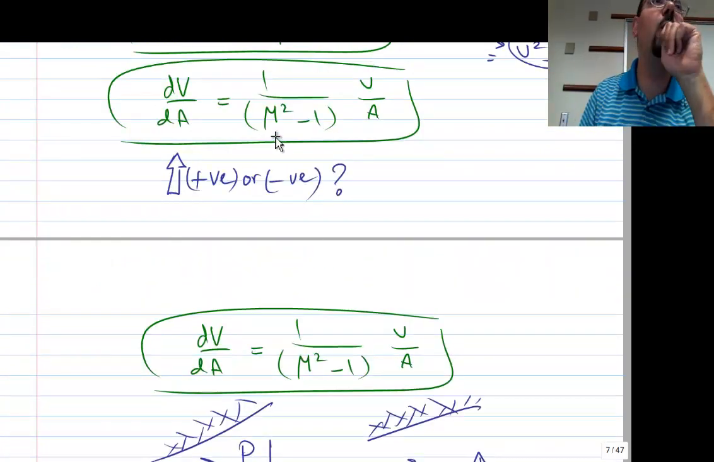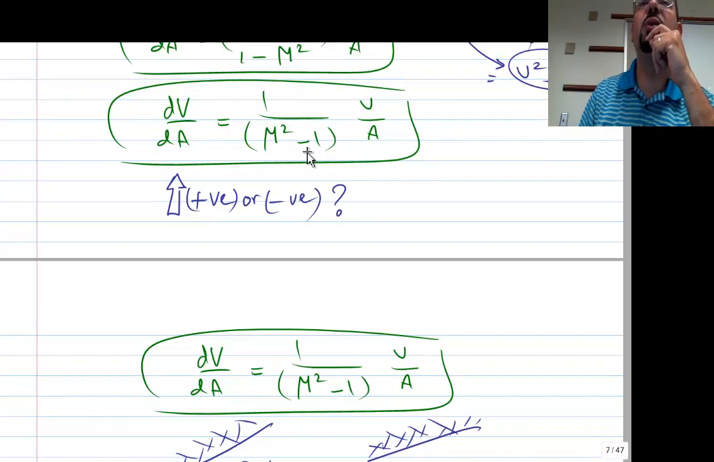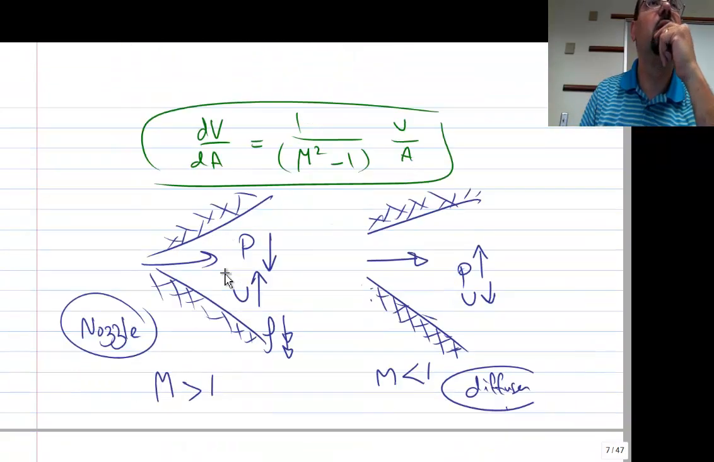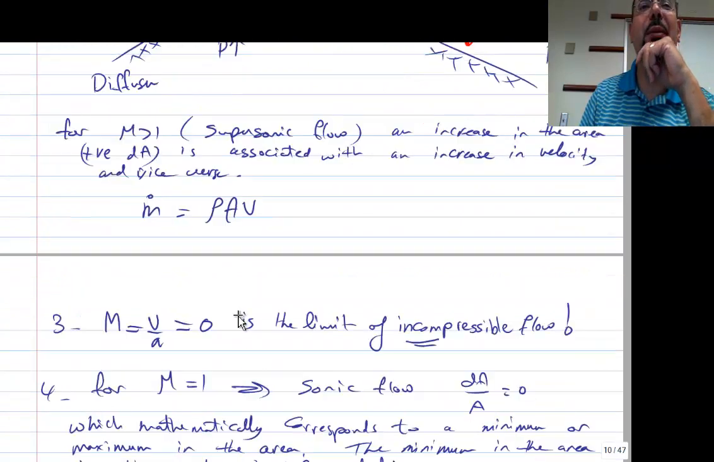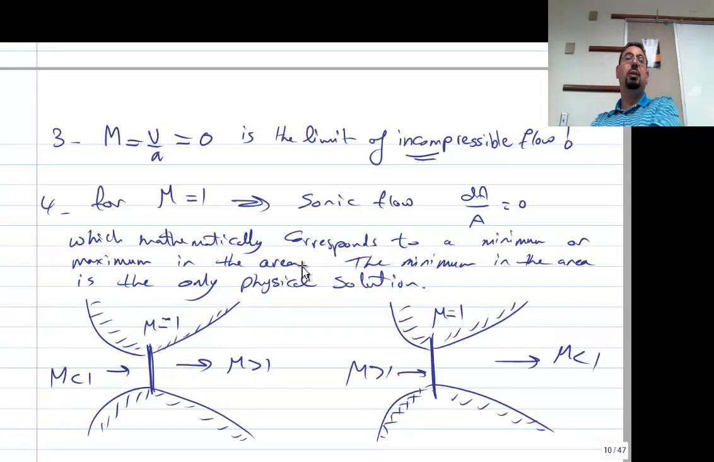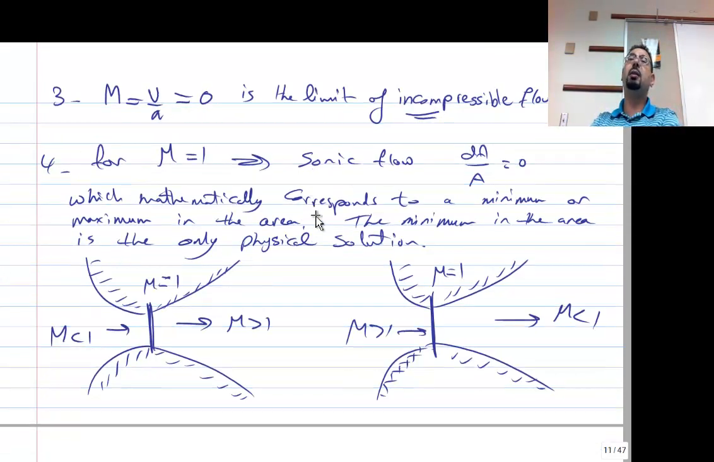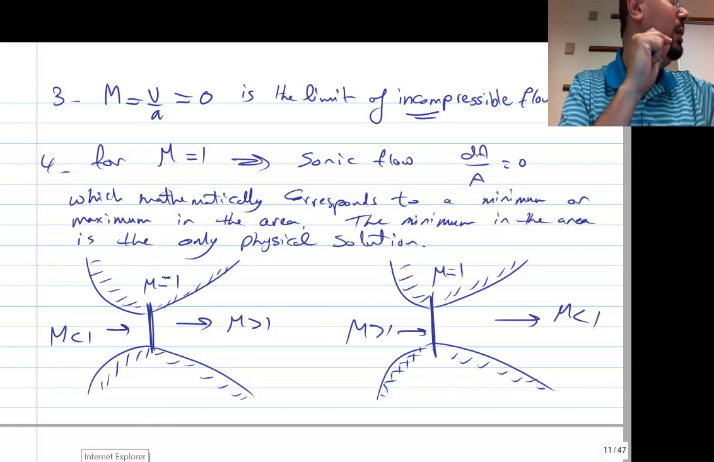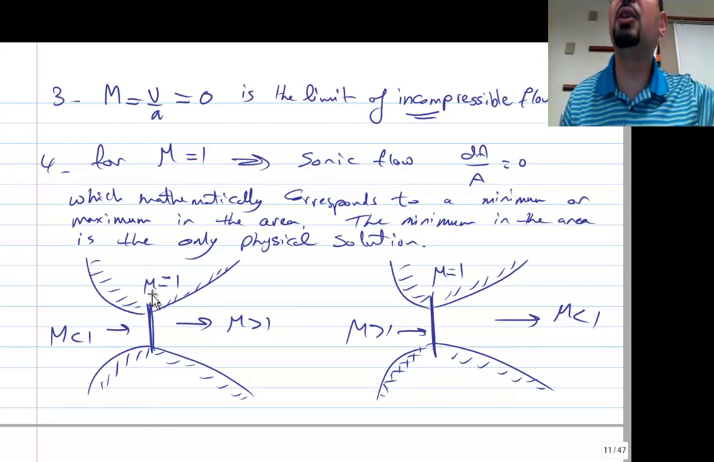Now what happens when M equals 1? So 1 over 0, what will happen? First, M equals 0 is the limit of incompressible flow. M equals 1 makes dA over A equal 0. How could dA over A become 0? That means it's either a minimum or maximum. Well, it happens to be a minimum. Alright? So mathematically this corresponds to a minimum or maximum area. So Mach equal 1 will only happen at the minimum area, the throat area.